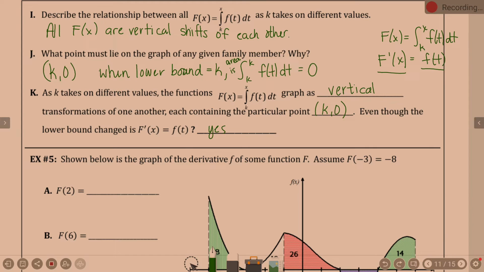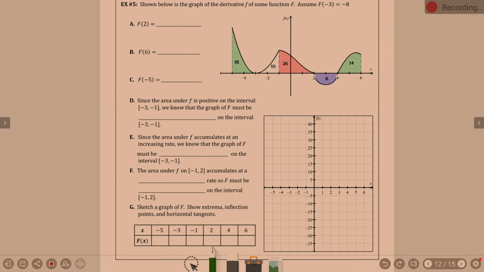Okay. Let's look at example 5, which I have on the next page. We get some cool colors. Sorry, it was too expensive to have ours copied in color. So I looked into it, but I couldn't justify the cost.